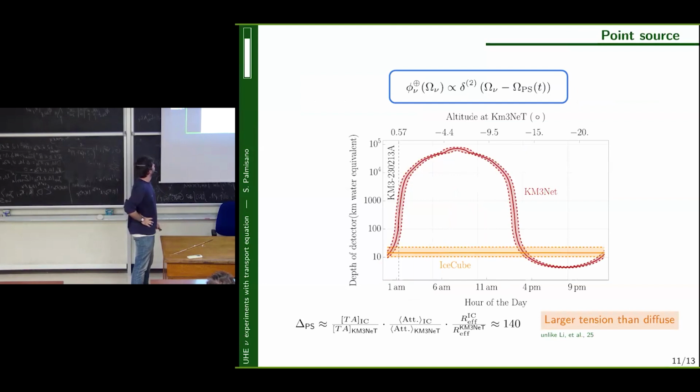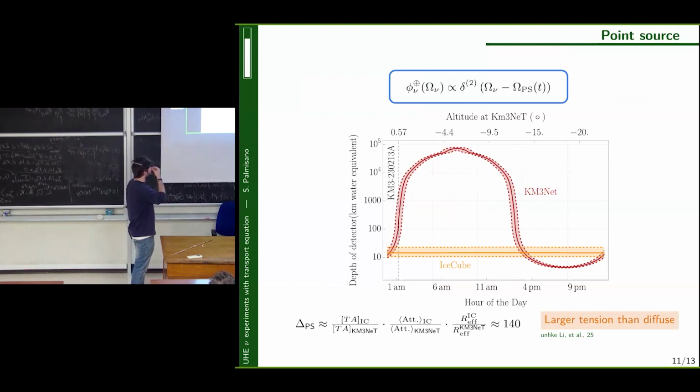Let me go on to the case of a point source. By point source, I mean the flux angular dependence is fixed in such a way that it tracks the time evolution of a point in the sky, due to the rotation of Earth.